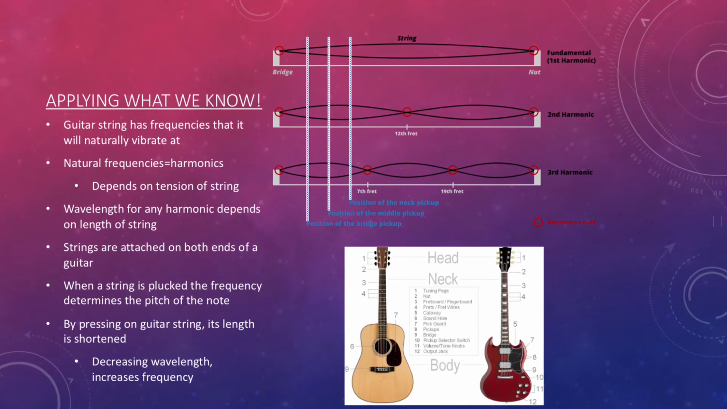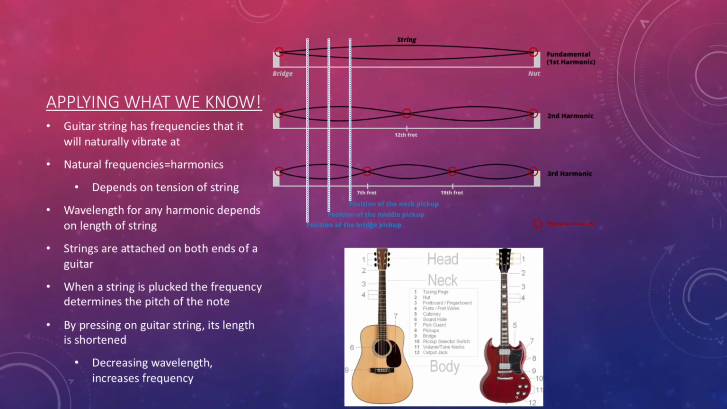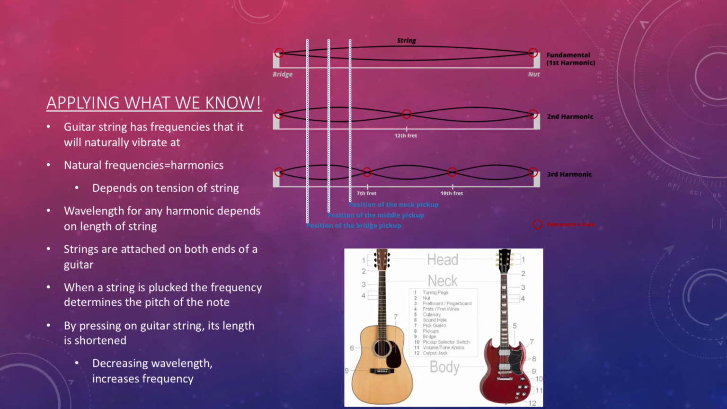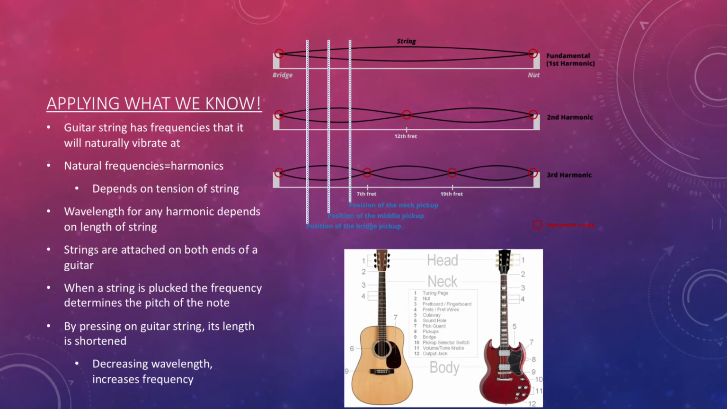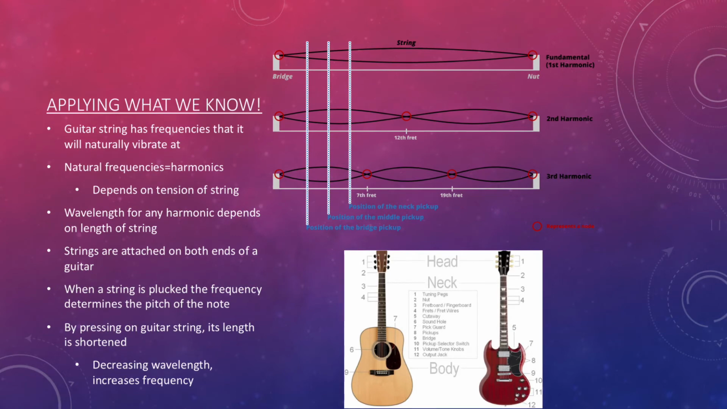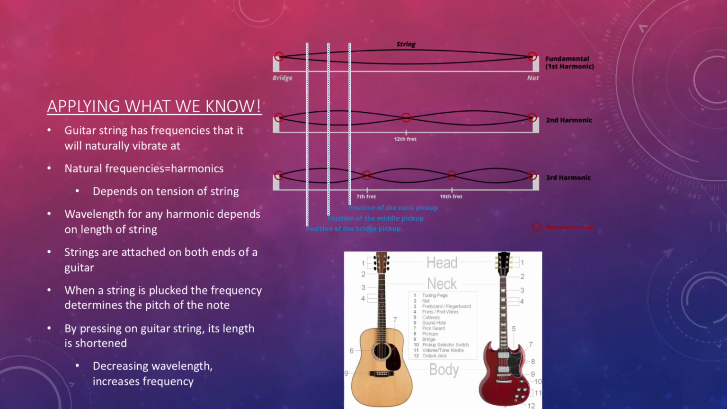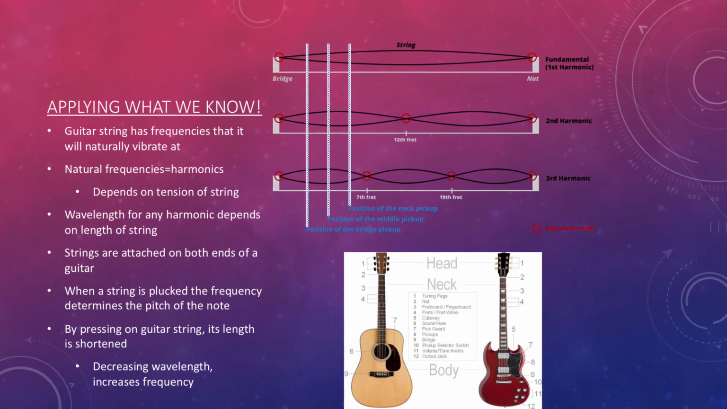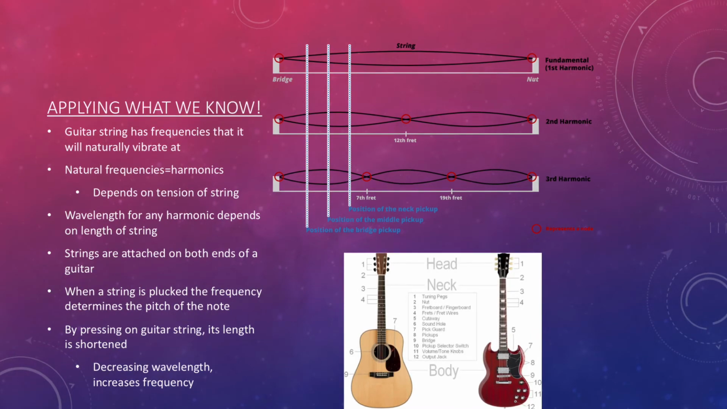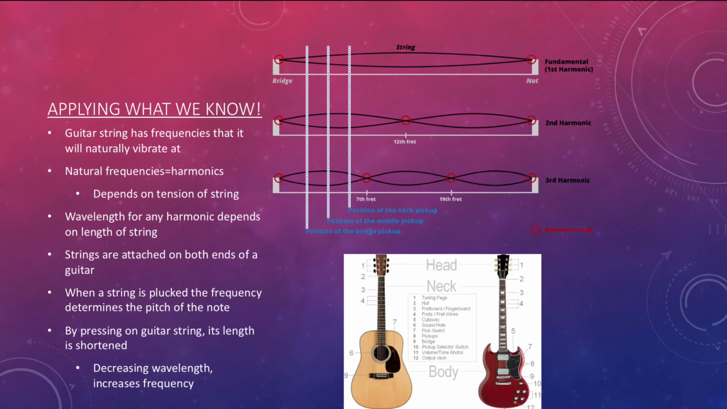Strings of a guitar are attached on both ends at the bridge and the tuning pegs, which simulates our node-node setup. When a string is plucked, the frequency of the vibration determines the pitch of the note. A higher frequency equals a higher pitch, and a lower frequency equals a lower pitch. By pressing on a string, its length is shortened, and by decreasing the wavelength, the frequency is increased.